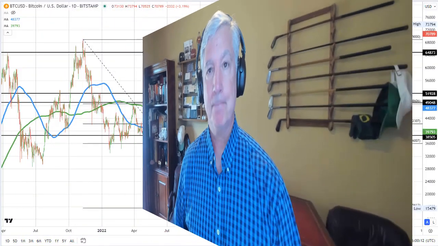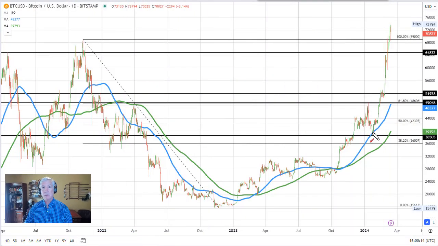So let's get started. First of all, looking at the daily chart, since testing the 100-day moving average back here a few months ago, the price has since rocketed up from around 40,000 all the way up to the 73,794 high and trading here today. That's a huge move in a short period of time.